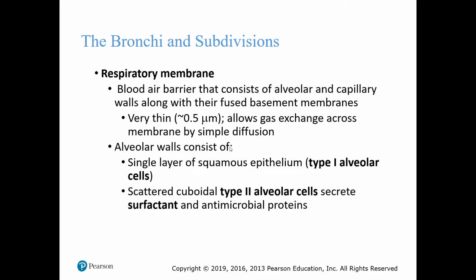So we've got two types of cells here, type 1 and type 2. Most of our alveolar cells are type 1. They're the simple squamous epithelial, but we have a few type 2 alveolar cells. They're busy secreting something called surfactant and antimicrobial proteins. Surfactant is what keeps the alveoli from sticking together.